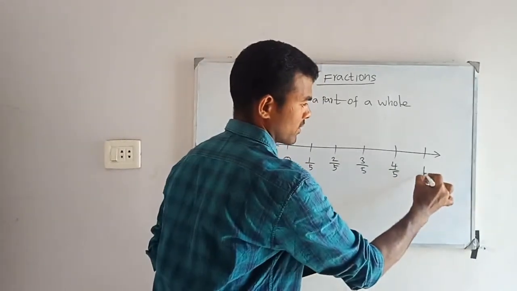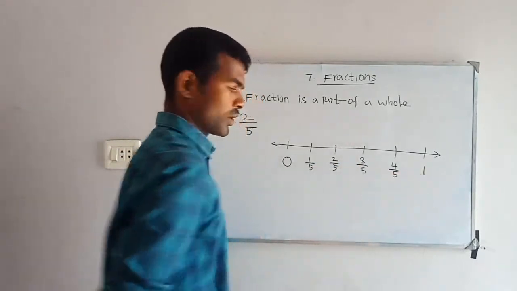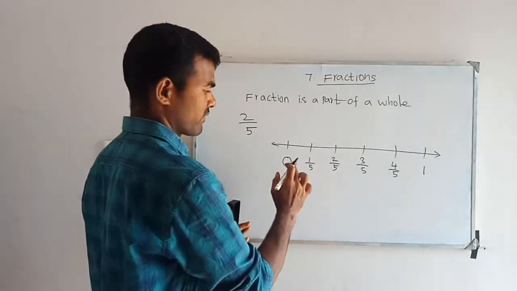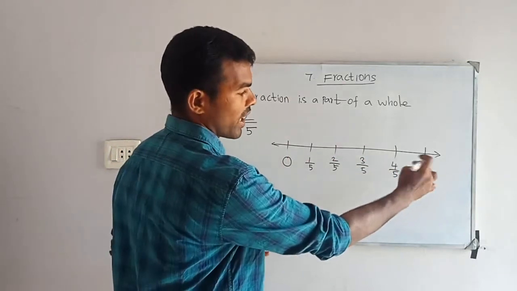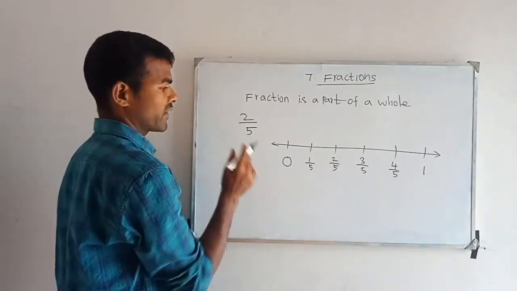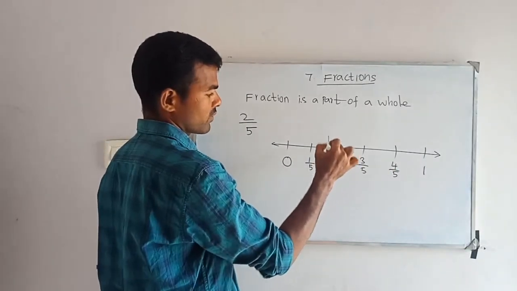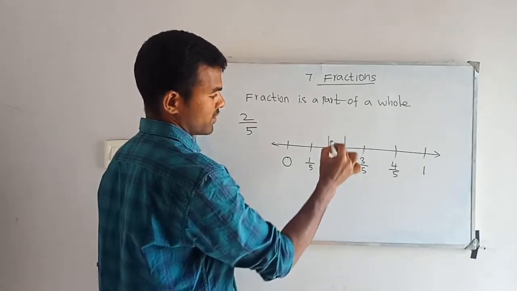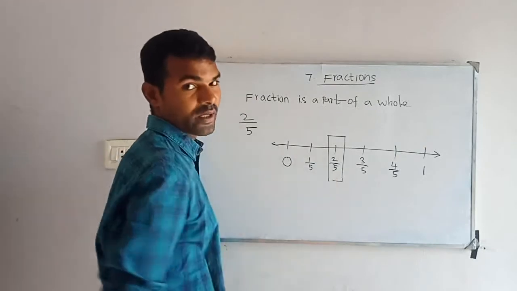Now you understood? From 0 to 1 you are getting first 1 by 5, 2 by 5, 3 by 5, 4 by 5 and 5 by 5 equal to 1. So 2 by 5, where is it? This is the number 2 by 5. So this is the answer, 2 by 5.